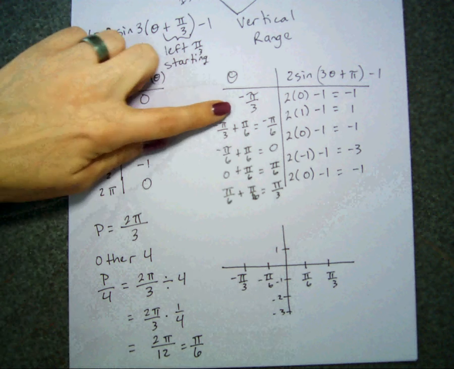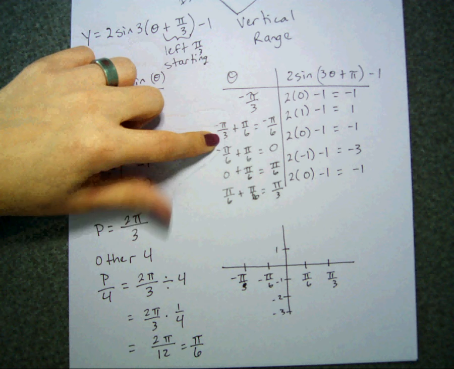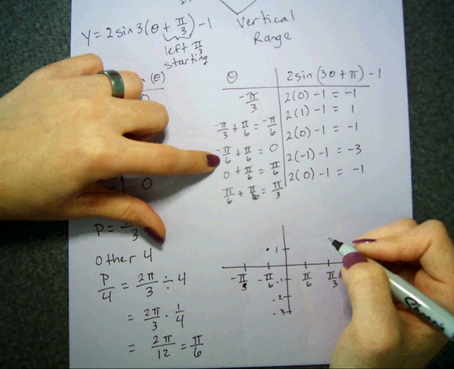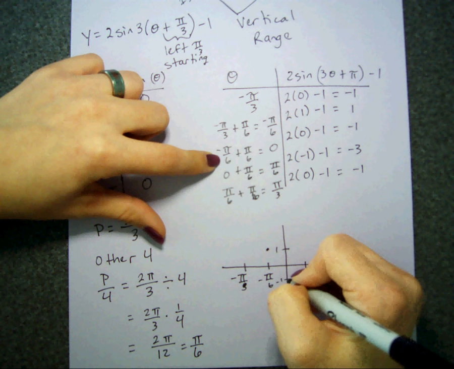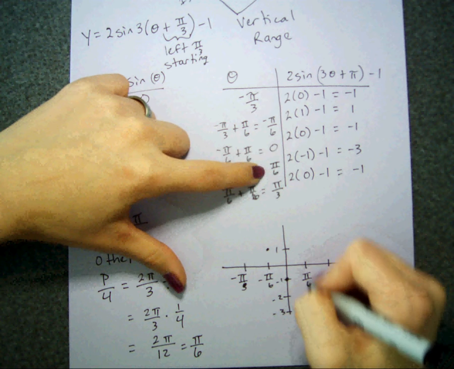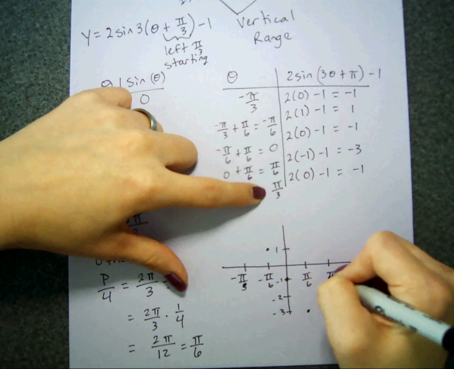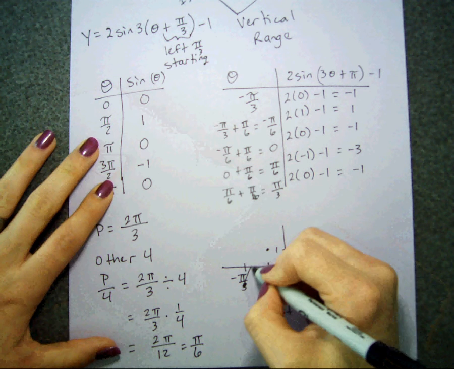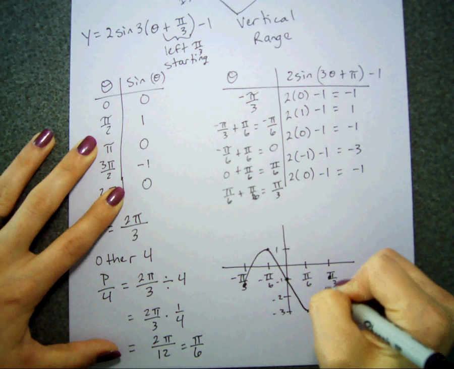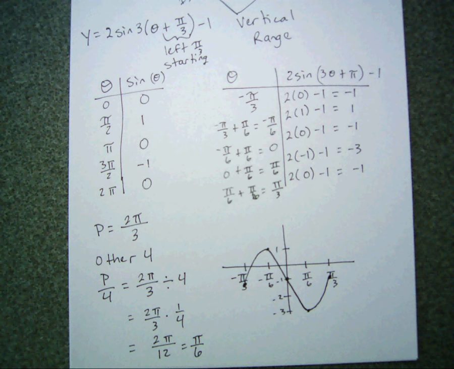At negative pi over 3, I'm at negative 1. At negative pi over 6, I'm at positive 1. At 0, I'm at negative 1. At pi over 6, I'm at negative 3. And at pi over 3, I'm at negative 1. So connect my dots. And there's the graph of my transformed sine function.